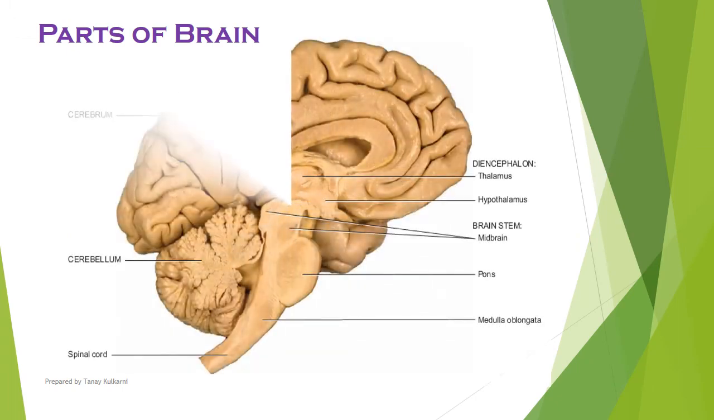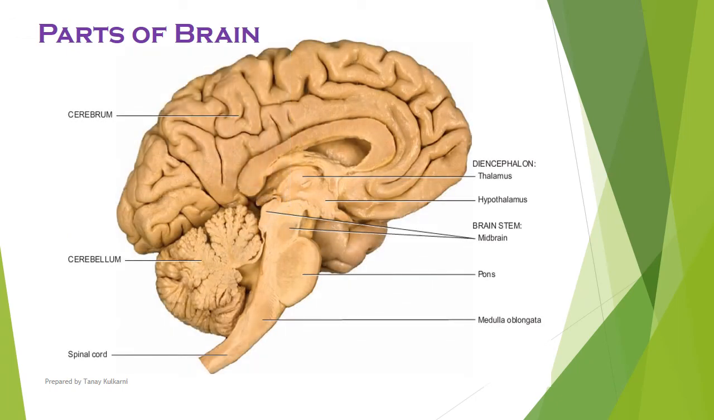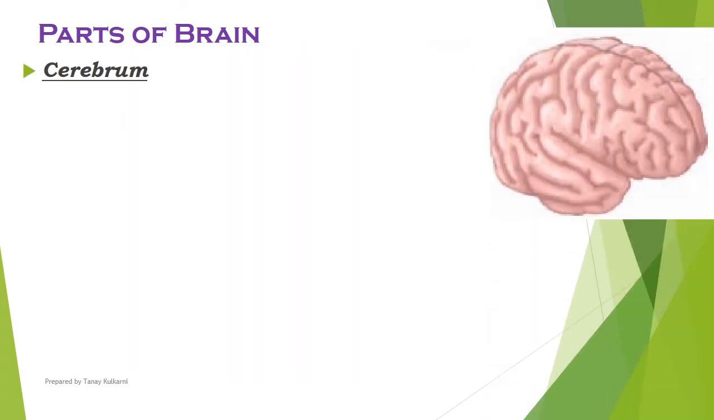Number 1 is cerebrum. Number 2 is cerebellum. Number 3, medulla oblongata. We will discuss these three parts in detail, and we will have an introductory explanation of thalamus, hypothalamus, midbrain and pons. Number 1 is cerebrum.